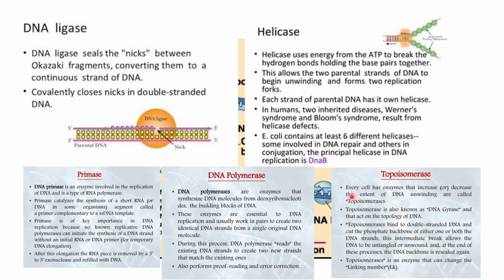We have topoisomerase. Every cell has enzymes that increase or decrease the extent of DNA unwinding. They're called the topoisomerases. Topoisomerase is known as the DNA gyrase and acts on the topology of DNA. Topoisomerases bind to the double-stranded DNA and cut the phosphate backbone of either one or both DNA strands. The intermediate break allows the DNA to untangle and unwind, and at the end of this process, the DNA backbone is resealed again. Topoisomerase is an enzyme that can change the linking number also.